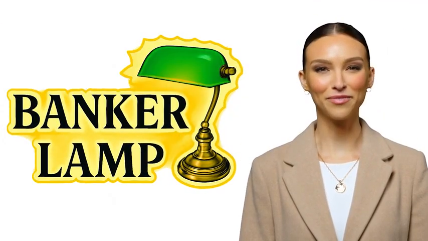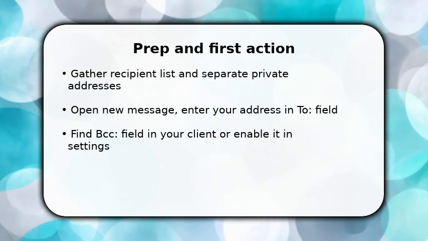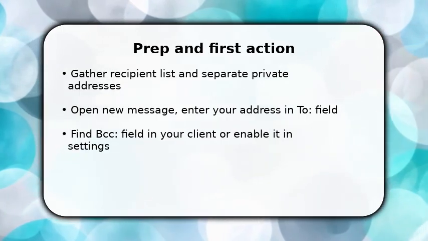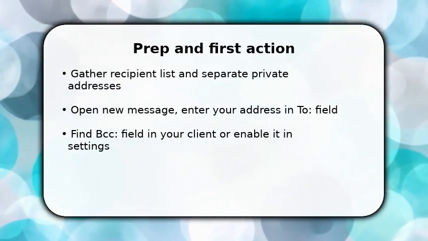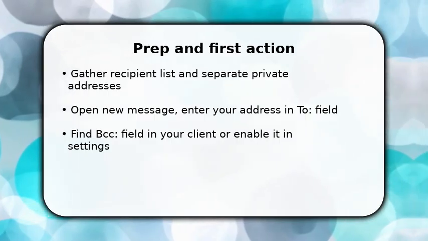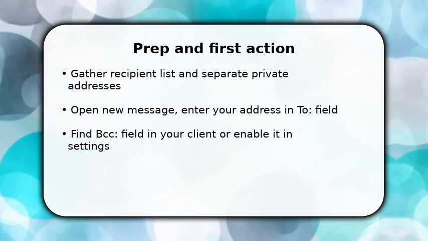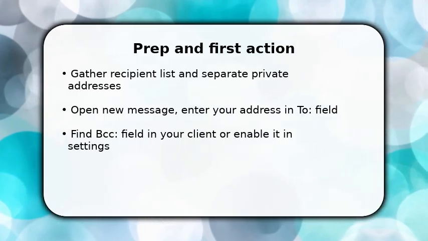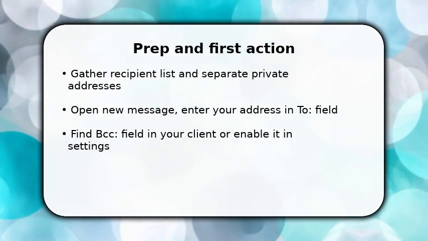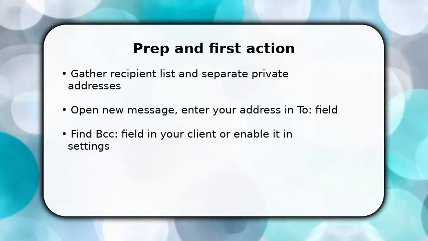You start with the essentials. Collect who needs the message and which addresses must remain private because BCC hides recipients. Open a new email and put your own address into the To field, so the message sends. Once done, reveal the BCC field if it's hidden. Most clients hide it behind a menu or view option.